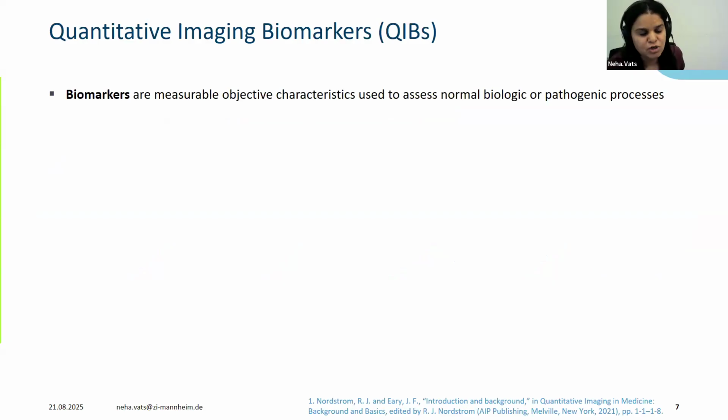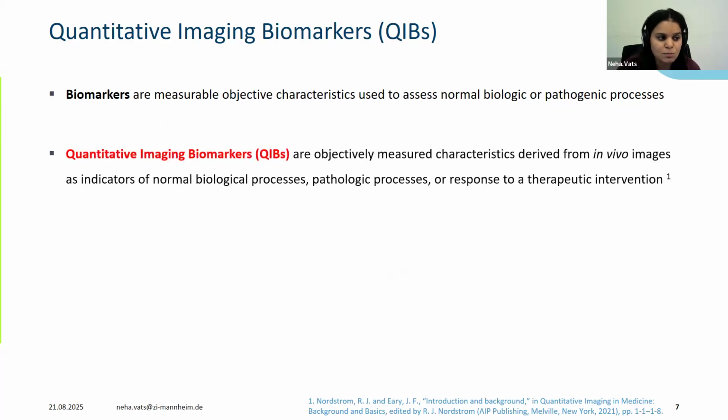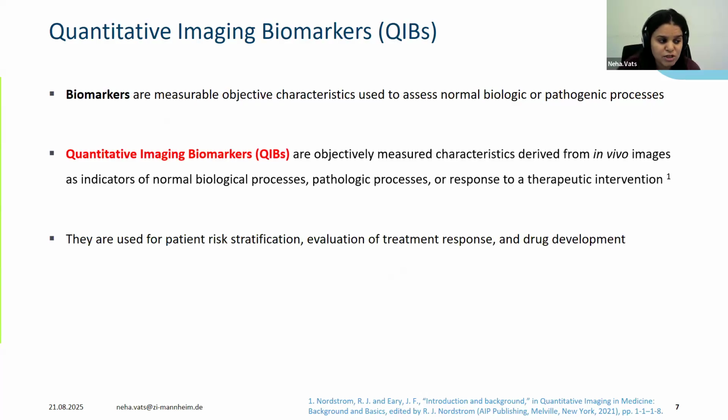Then comes quantitative imaging biomarkers. First, what are biomarkers? Biomarkers are any measurable objective characteristics that are used to assess normal biologic or pathogenic processes. But quantitative imaging biomarkers are objectively measured characteristics that are derived from in vivo images as indicators of normal biological processes, pathologic processes, or response to a therapeutic intervention. They are used for patient risk stratification and treatment response or drug development.